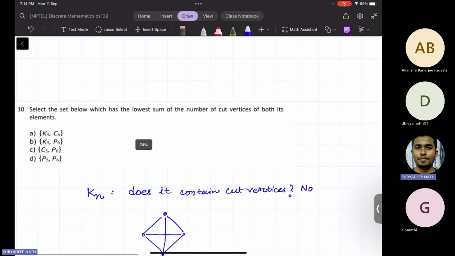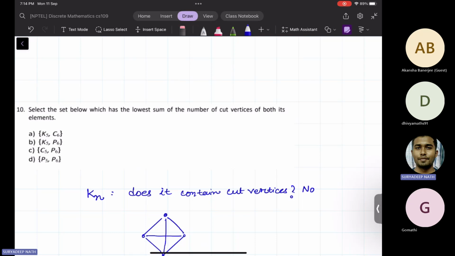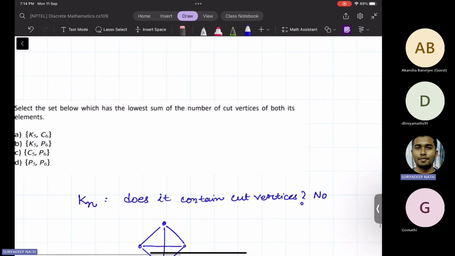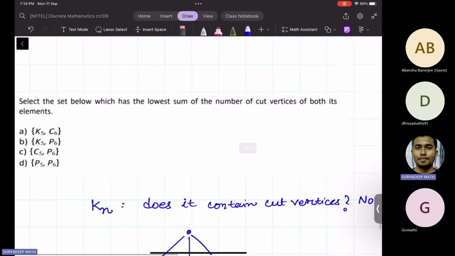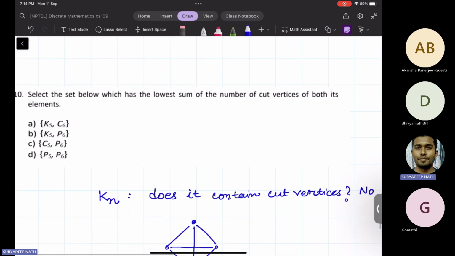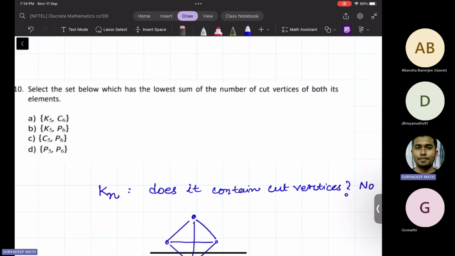So which set below has the lowest sum of the number of cut vertices? The simple answer is the one which does not have Pn. In this, option A does not have any Pn, therefore it has the lowest number of cut vertices.